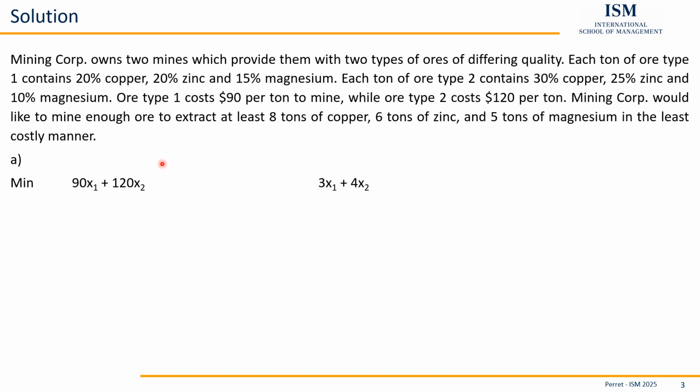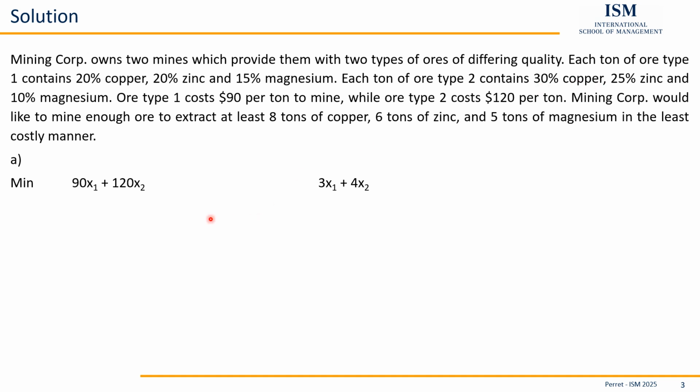Let's continue with our constraints, which come next. The constraints result from the minimum amount of copper, zinc, and magnesium they want to extract. One ton of type 1 ore has 20% copper. So 0.2 x1 results from type 1 in copper, and type 2 has 30% copper, so for each ton I have 0.3 tons of copper.